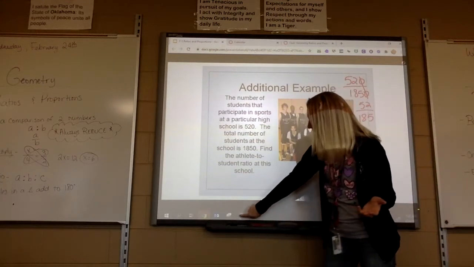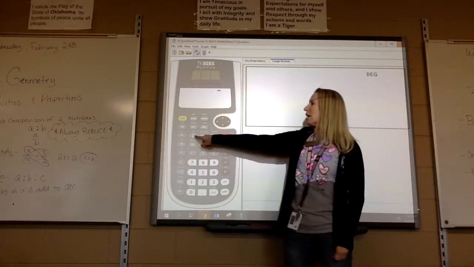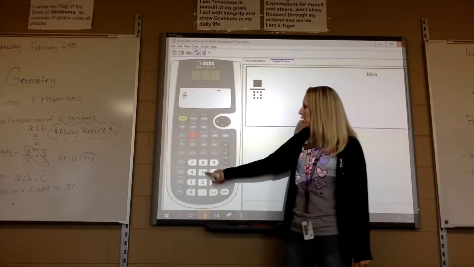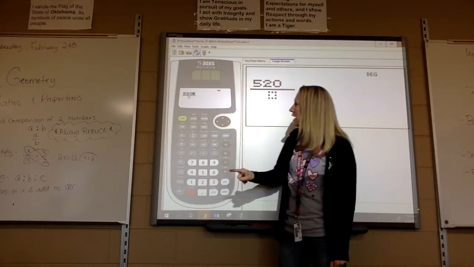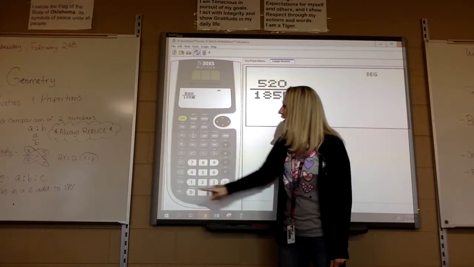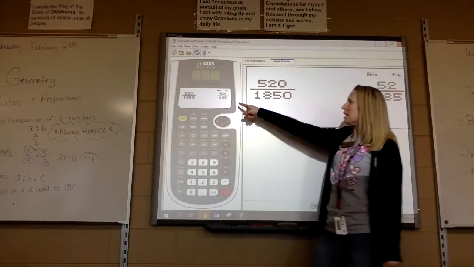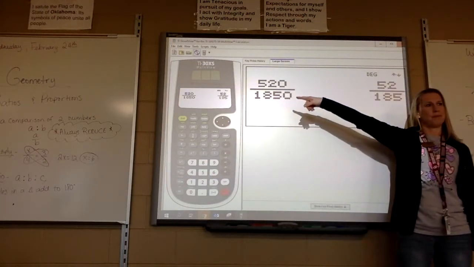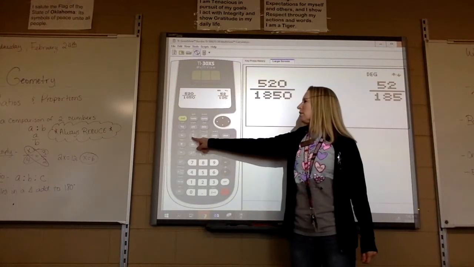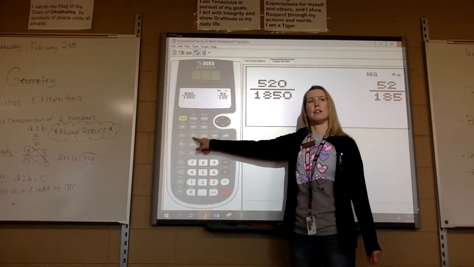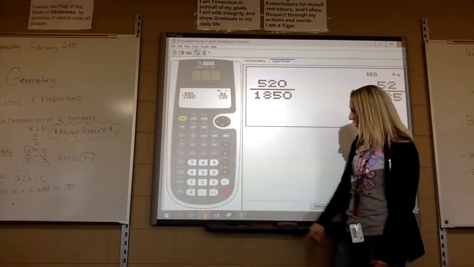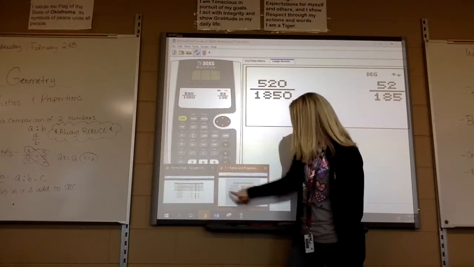So 520, 1850. On your calculator, do you see that N over D button? You can do 520 over 1850. Hit enter, and it will reduce it for you. So N over D button right there. Numerator over denominator.